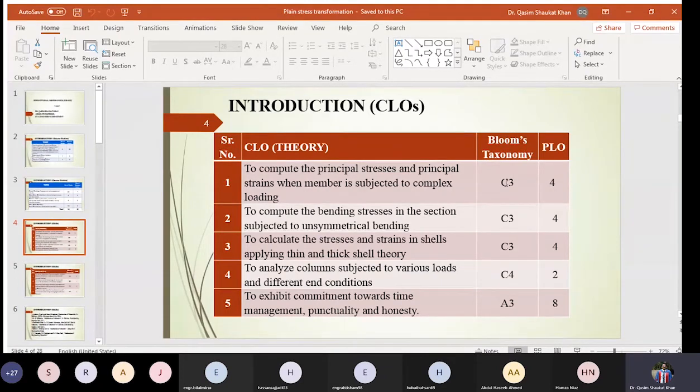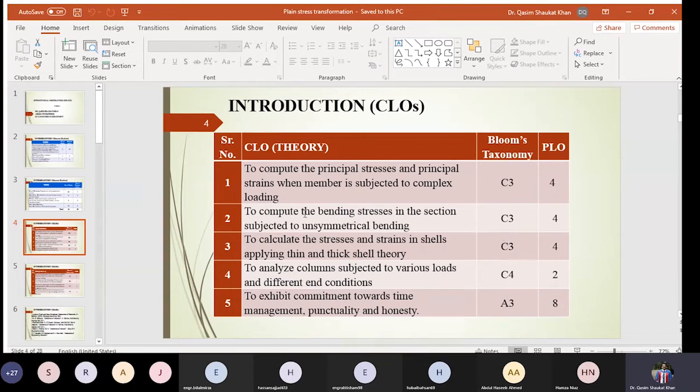C1 and C2 are low or mild difficulty level. 3 and 4 we can say are medium difficulty level. 5 and 6 are high difficulty level. In analysis subjects you will mostly see C3, C4, because these are analysis subjects and they are considered medium difficulty level. In the design subjects you mostly have Bloom's taxonomy level C5, C6, because design is considered higher and has more difficulty compared to the analysis part.